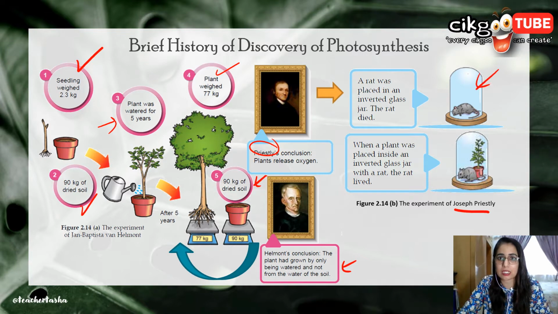He conducted an experiment with a rat placed in an inverted glass jar. Of course the rat died. But when he placed the rat in a jar with a plant, of course the rat lived. So he concluded that plants release oxygen. Now, what has this got to do with photosynthesis?